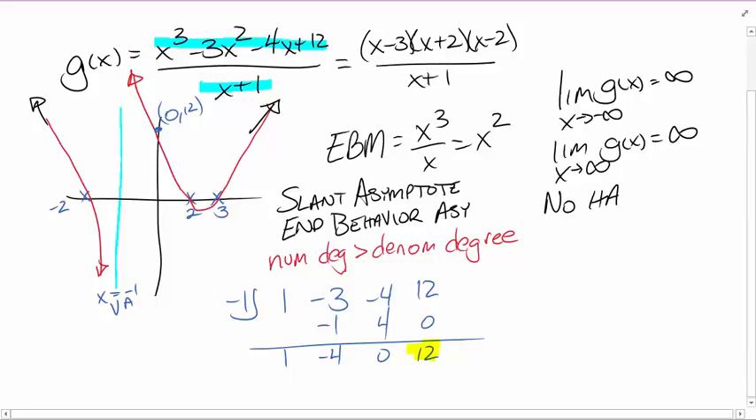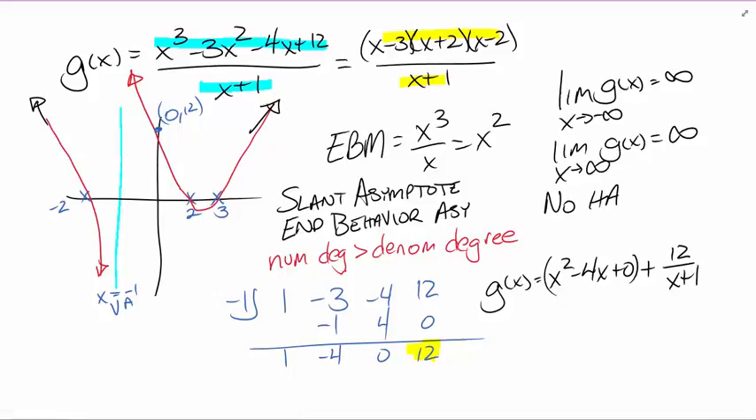This 12 for a remainder tells us that x plus 1 is not a factor of the numerator. We knew that already because we had already factored the numerator and we did not find an x plus 1. That 12 helps confirm that. But what we have said now is that g of x could be written as this quotient, x squared minus 4x plus 0, plus a remainder 12 over x plus 1. That function is exactly the same as the function that we have written up at the top. Those are exactly equivalent.